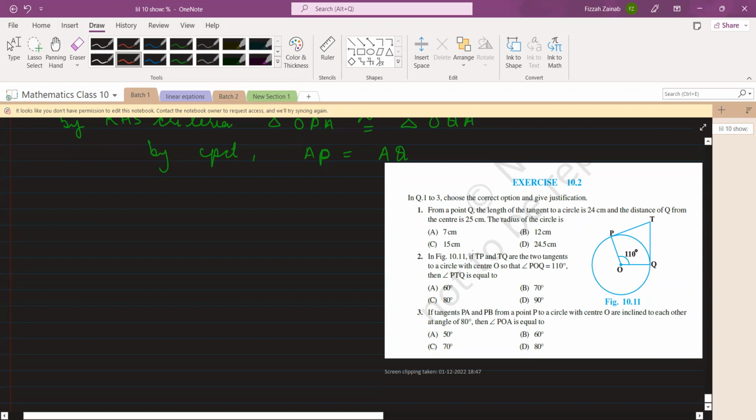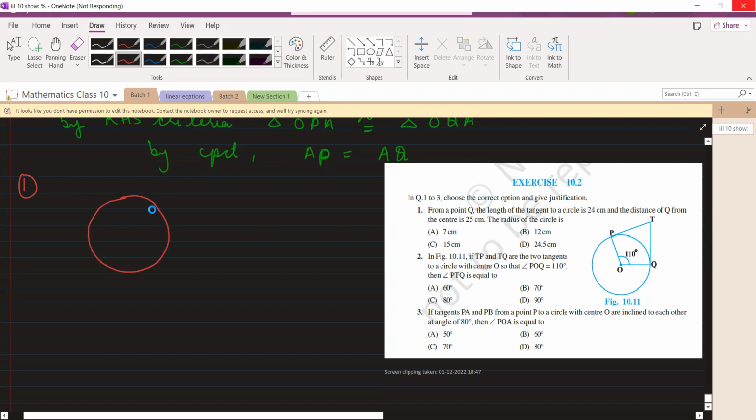Okay, so this figure is not for this question. This figure is for the second part. So for the first part, you have to draw. Question number 1. You have a circle, and from a point Q, the length of the tangent is 24 centimeters.